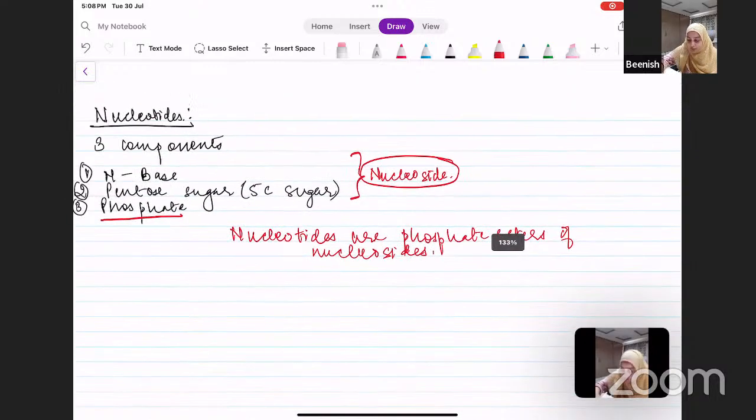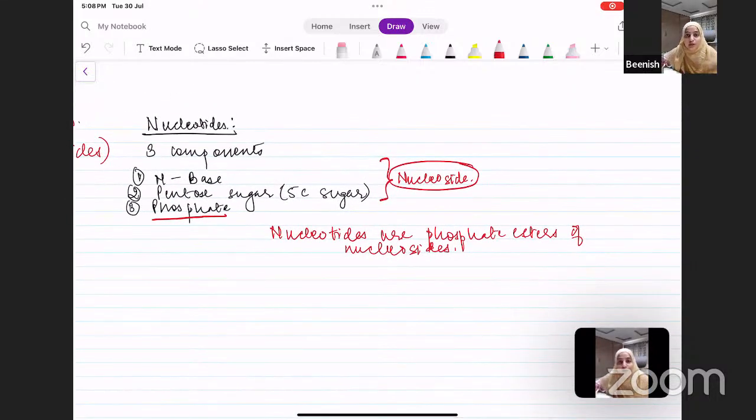I hope it's clear to you. And once I define nucleotides and nucleosides, all the structures become more clear. So for now, just remember that nucleotides are made of nitrogenous bases, pentose sugar, and phosphate group. These three components make your nucleotides. And when multiple nucleotides are put together, they form a polymer which is known as nucleic acid.